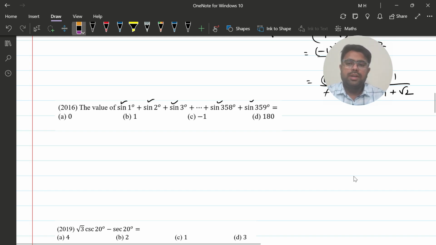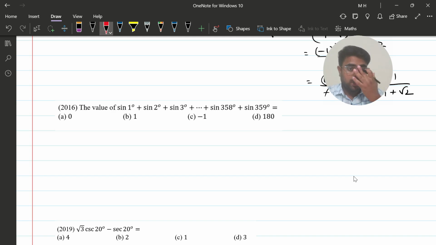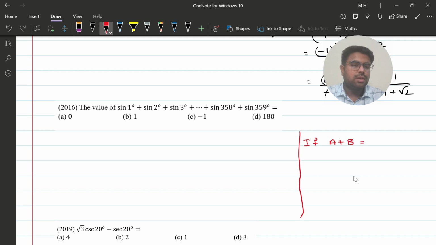This problem is totally based on a conditional identity, which I am going to tell you in a while. The identity is, if a plus b is equal to 360 degrees, then what is the value of sine a plus sine b?